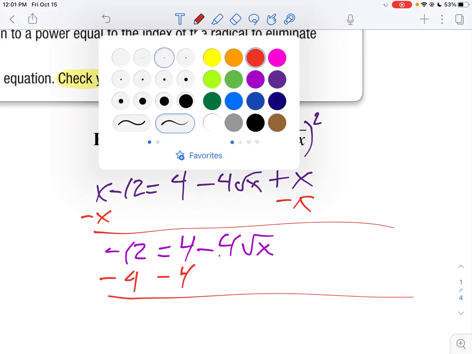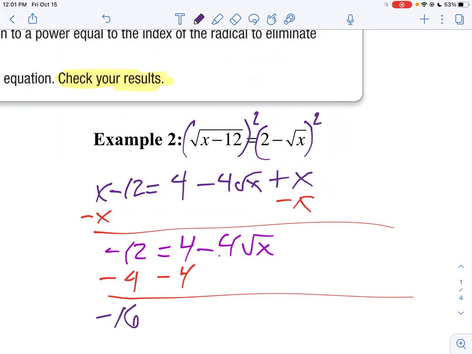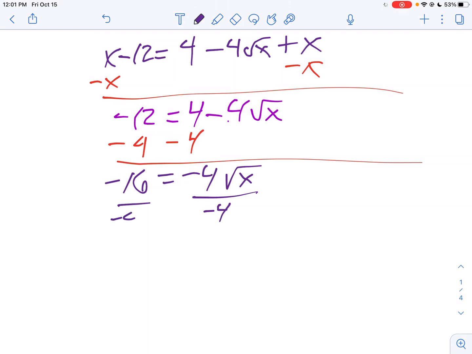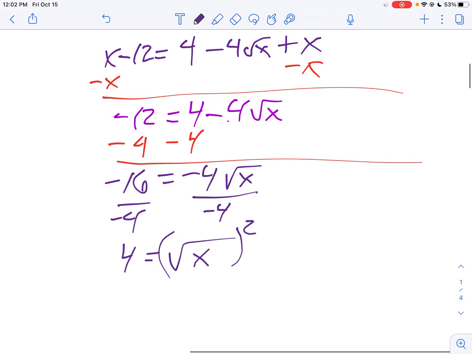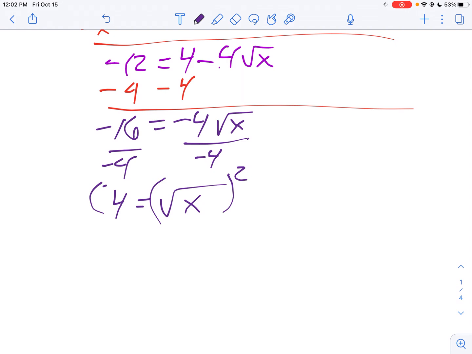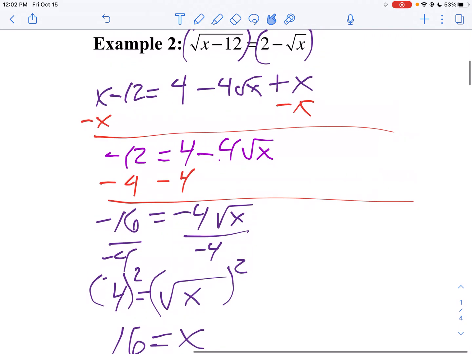And we get negative 16 equals negative 4 times the square root of x. We'll divide both sides by negative 4. Negative 16 divided by negative 4 is positive 4, equals the square root of x. Now we'll square both sides. So you get 16 equals x. That's our answer. So now let's check it.